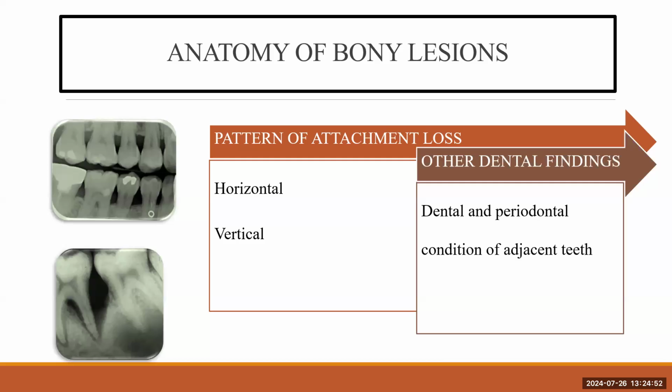Other factors include the anatomy of bony lesions, and we have to see whether the pattern of the attachment loss is horizontal or vertical. And some other dental findings, like the dental and periodontal condition of adjacent teeth, are also taken into consideration when we are considering the etiological factors involved in furcation.